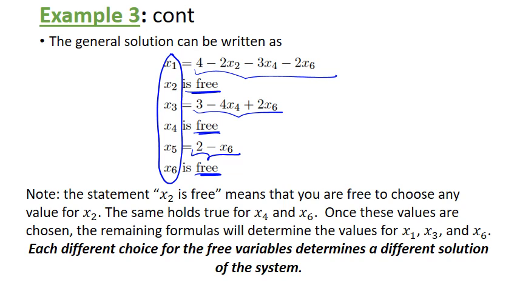So, for any choice you make for x2, you will get a different solution for the system. So that is why we refer to this as a general solution. It's a general solution because depending on what you choose for x2, you will get a different solution than if your buddy chose something else for x2. Okay?